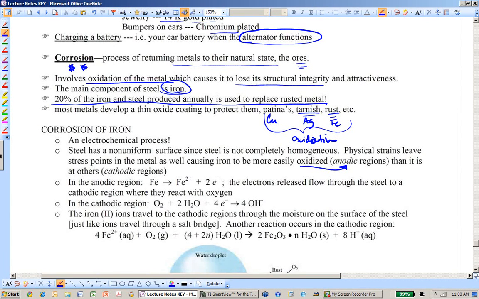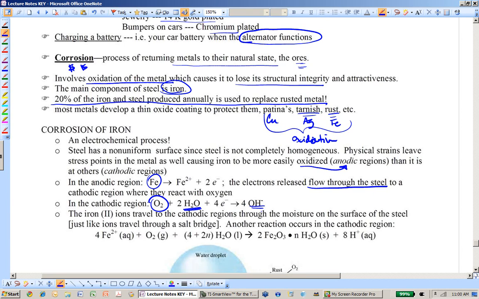In the anodic region, the iron atoms are going to oxidize into iron ions, Fe2+ first, liberating 2 electrons. If it keeps going, we'll eventually get to Fe3+, and these electrons are released. The electrons that are released are going to flow through the steel to a cathodic region where they react with the oxygen in the air. So the oxygen in the air, along with the fact that we have humidity in the air, so we have some water vapor available, is going to actually make hydroxide ions.